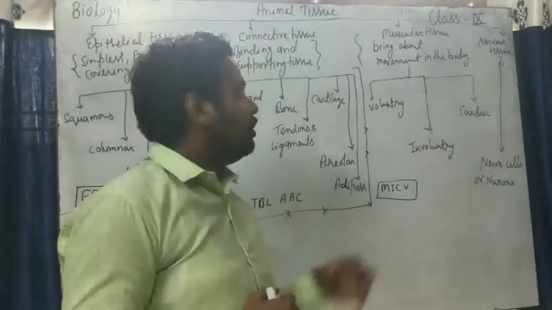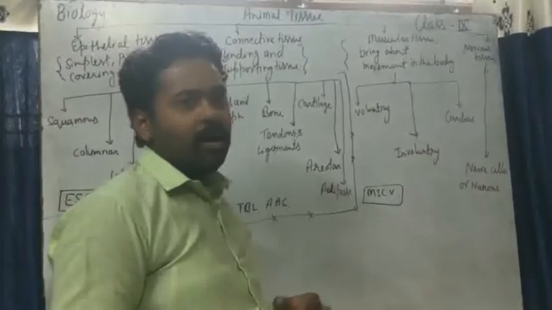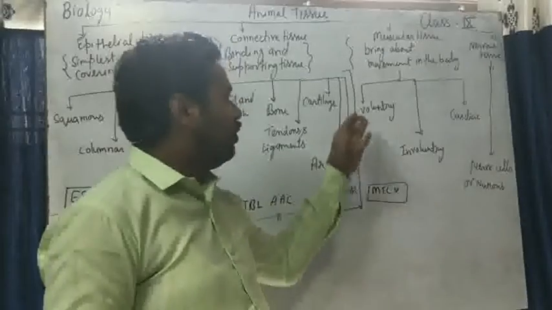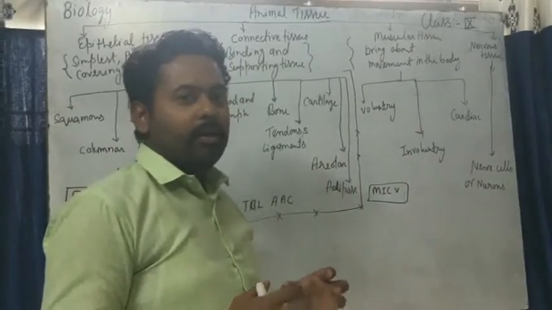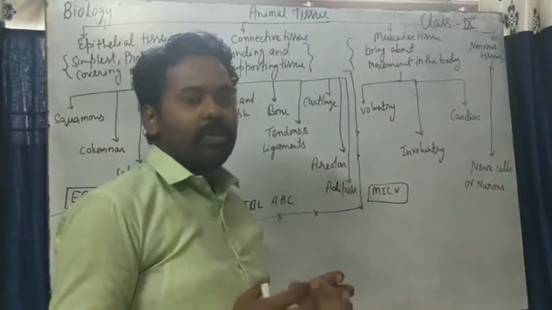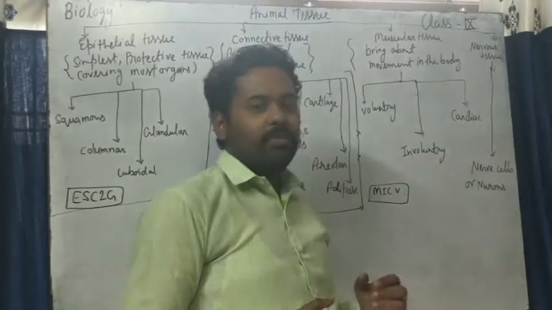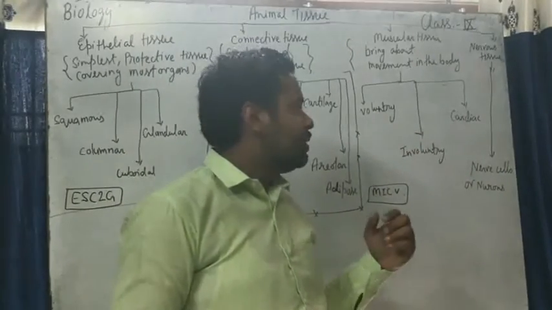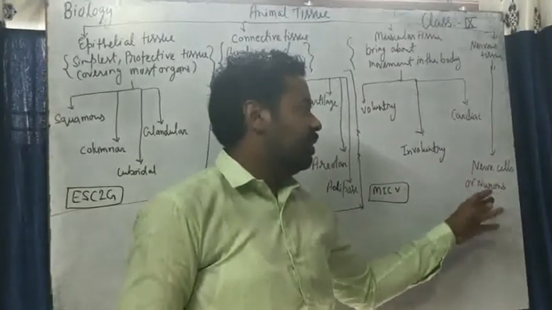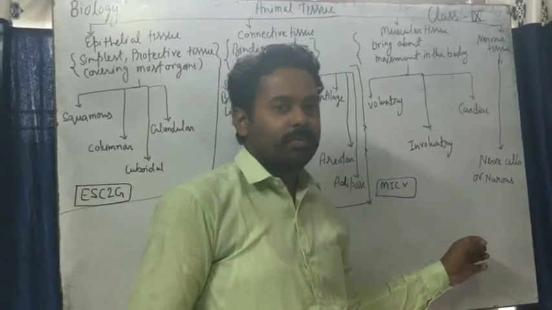Next one is muscular tissue. It means our muscles. It brings about movement of our body parts. They are voluntary, involuntary and cardiac. As you know, voluntary means we can control it with our senses, and involuntary are those muscles which we cannot control by senses. Next is cardiac, which means our heart muscles. And the last one is nervous tissue, which is known as nerve cell or neuron. You learned this in your previous classes also.